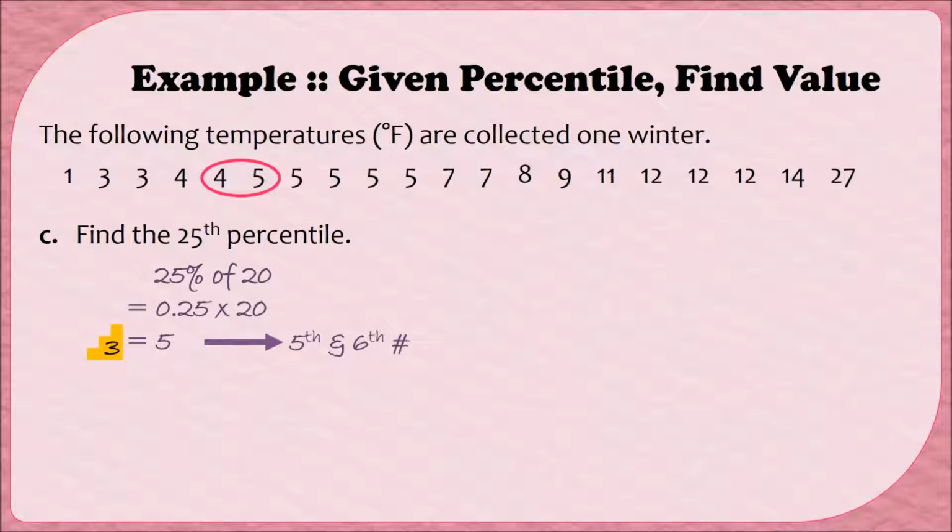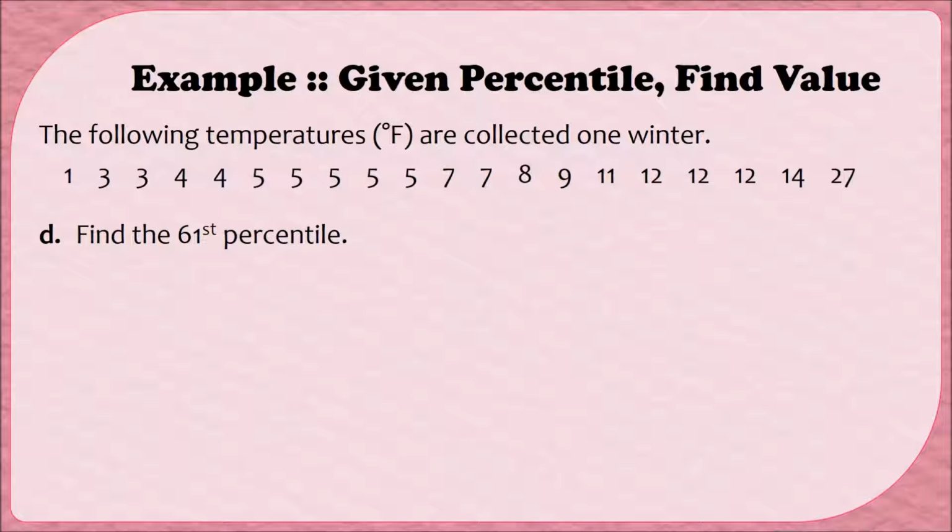To find the percentile, we're going to have to find the halfway point between these two values. In other words, we're going to add 4 and 5 together and then divide by 2. And when we do this, we end up with a 4.5. This means that the 25th percentile is 4.5 degrees Fahrenheit. Let's do one more example with this data set.